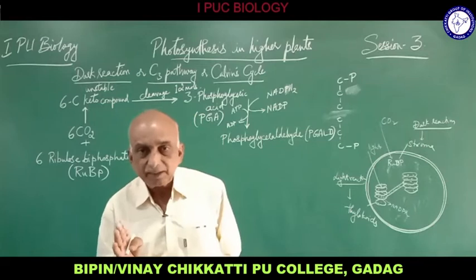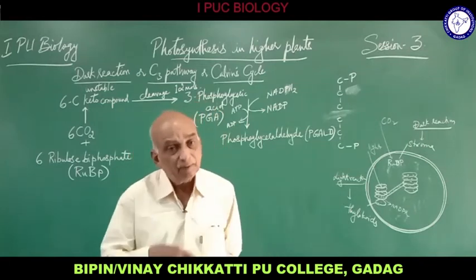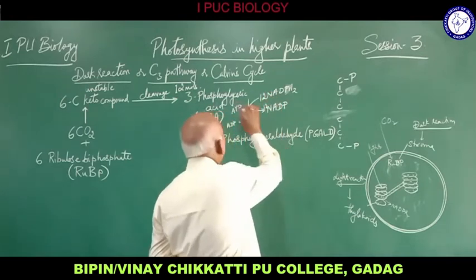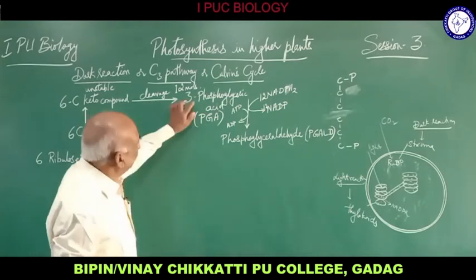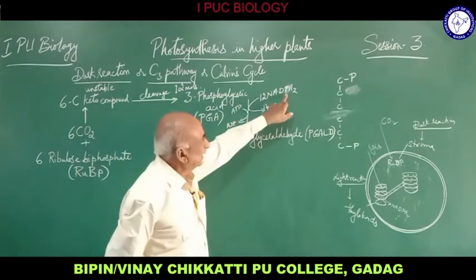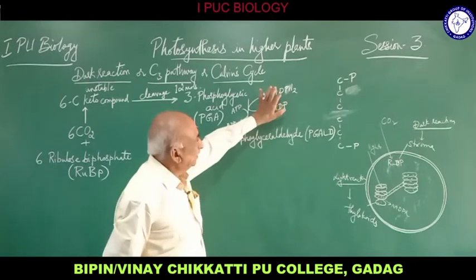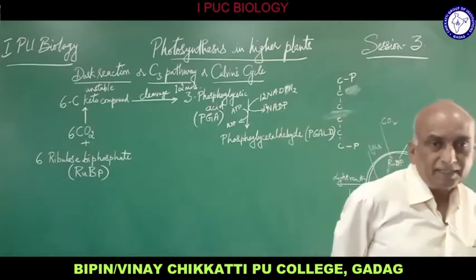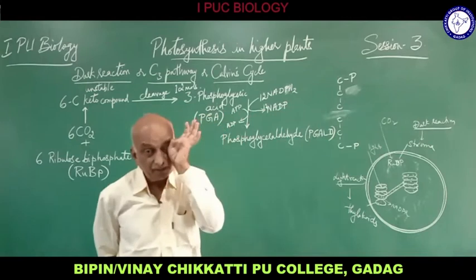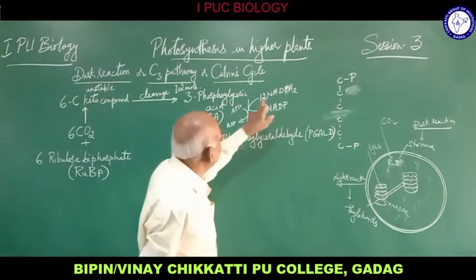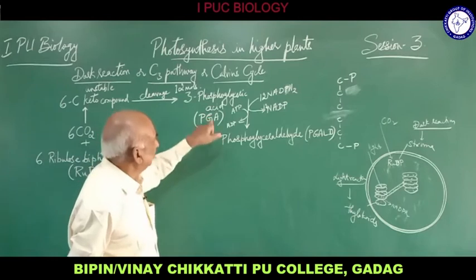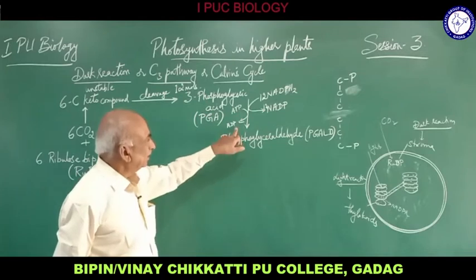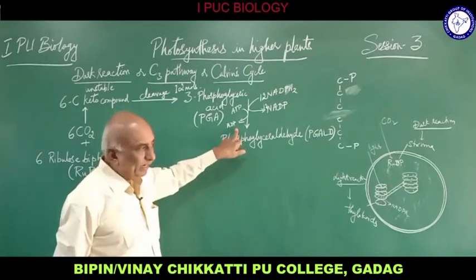So first 12 PGA are formed, then 12 NADPH2 are used to reduce 12 PGA. Each PGA accepts the electrons of NADPH2. This NADPH2 is produced during the non-cyclic photophosphorylation. So that NADPH2 is now oxidized. The electrons of the NADPH2 are accepted by PGA and this PGA is reduced. The reduced PGA is then converted into phosphoglyceraldehyde, using energy from ATP.